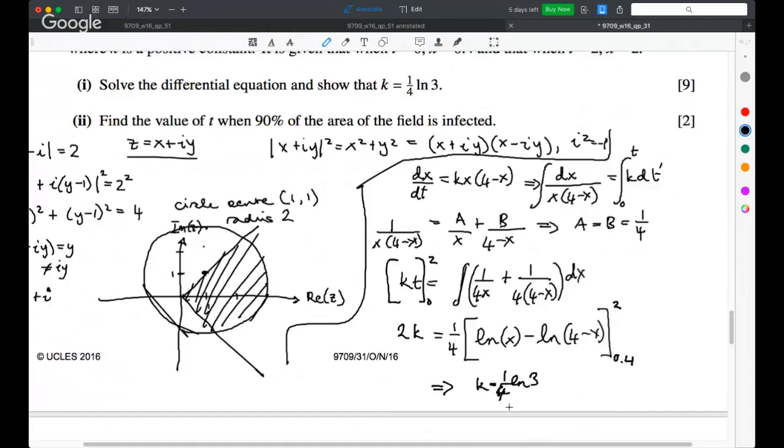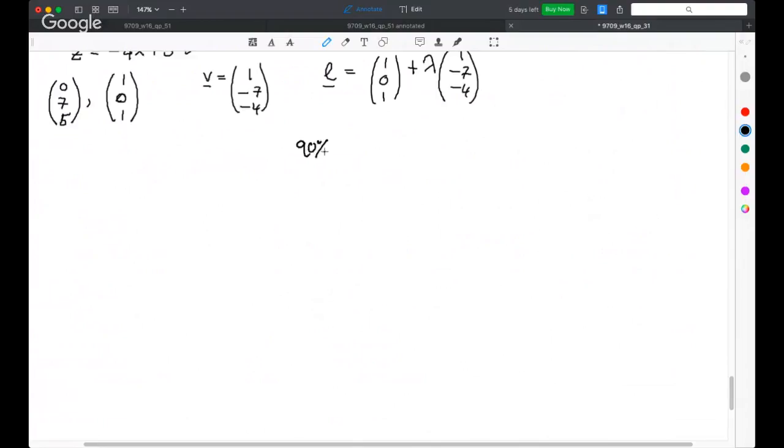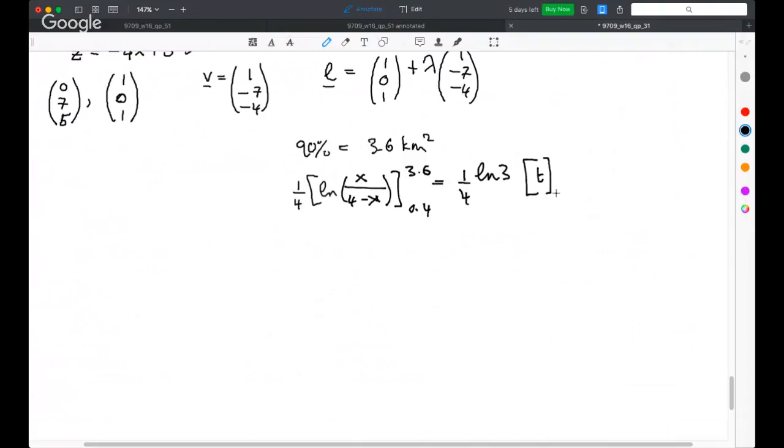Second part, really exactly identical situation. So 90% of the total land area is 3.6 square kilometers, what they've given you. So you get that 1 over 4 natural log of x minus, or let's pull those logs together and go natural log of x over 4 minus x by the rules of logarithms, evaluated between 0.4, so at time equals 0, it was 0.4, to 3.6 is equal to 1 over 4, this is our value of k, natural log 3, times the time, evaluated between 0 and the t that we want to find.